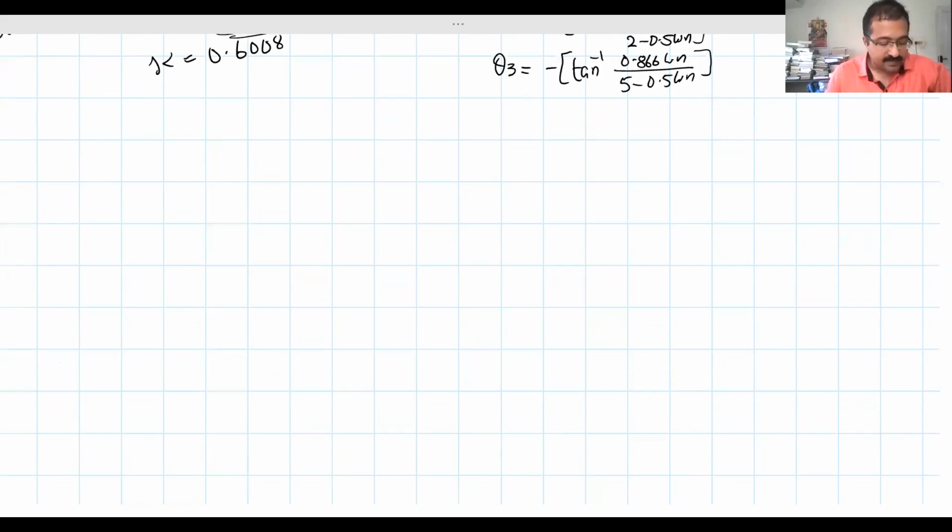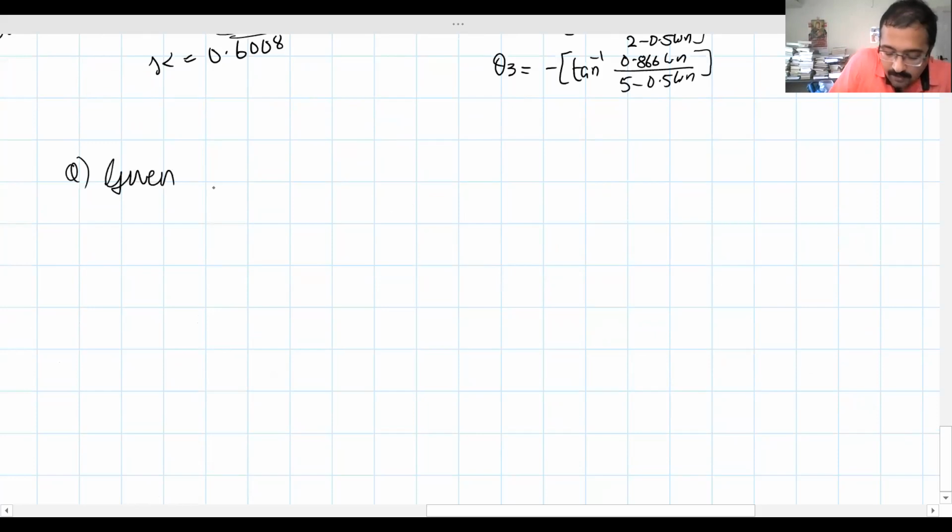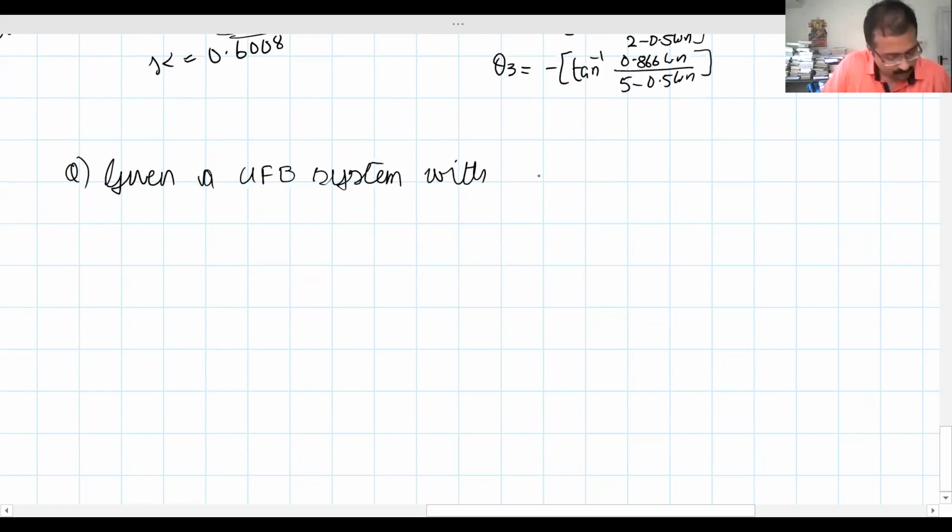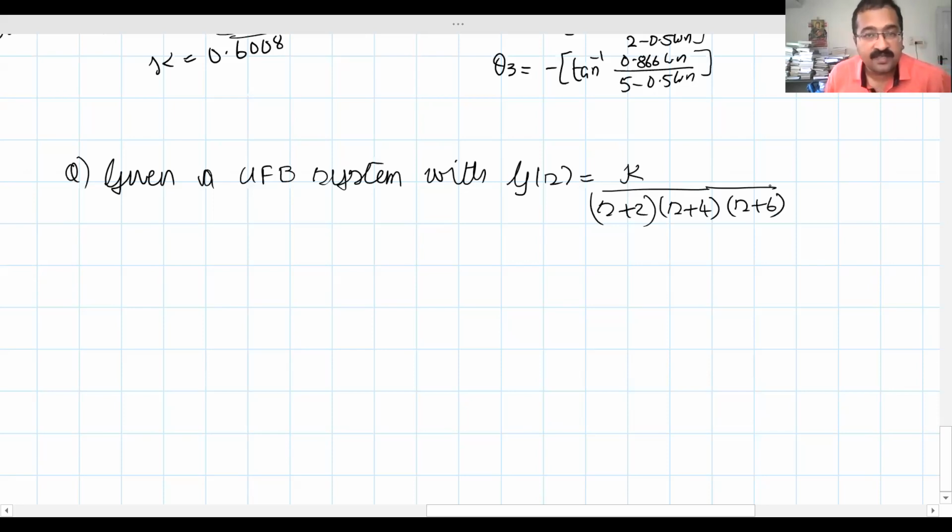Given a unity feedback system with G of S equals K divided by (S plus 2) into (S plus 4) into (S plus 6). Okay, it's a unity feedback system, so H of S is 1. Design the value of K to yield 10% overshoot for unit step input.